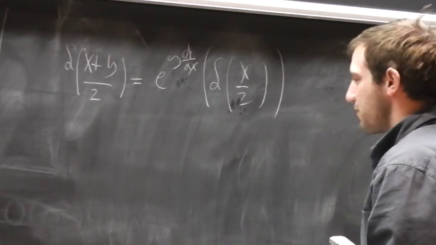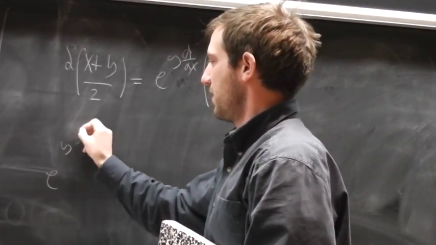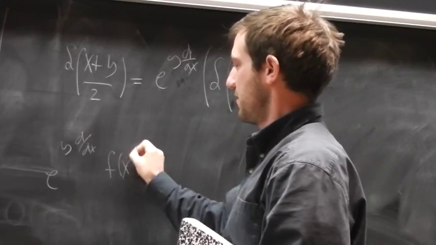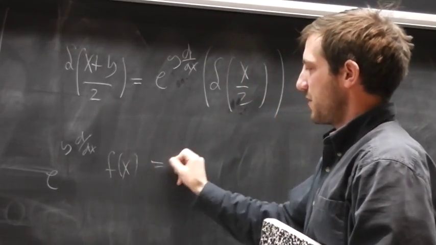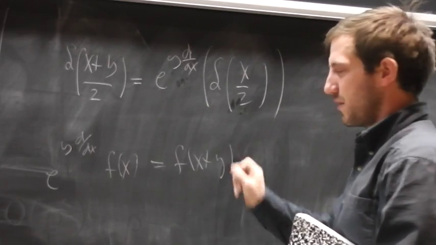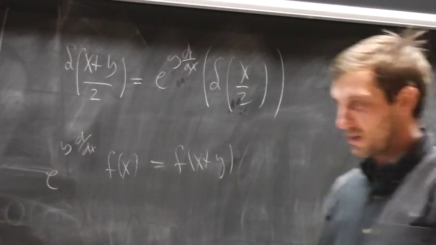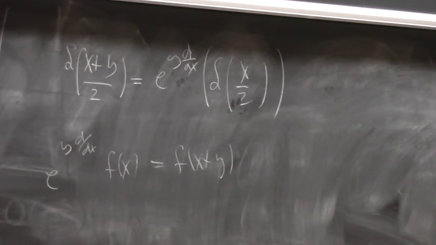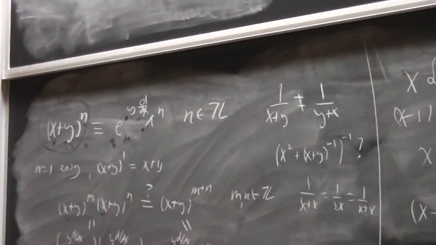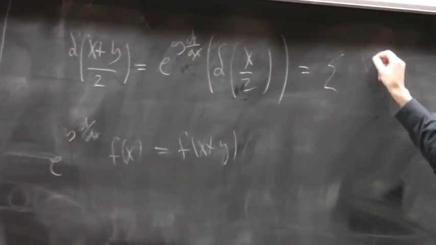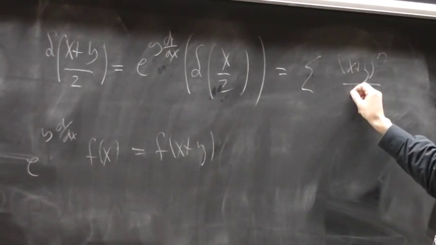Oh, actually, I should have written that before. The automorphism property. So e to the y d dx of f of x is going to be equal to f of x plus y. So that's also true. It follows from the automorphism property in my definition here. Or alternatively, I could just have it expanded out, so this would be the sum of x plus y to the n over z.